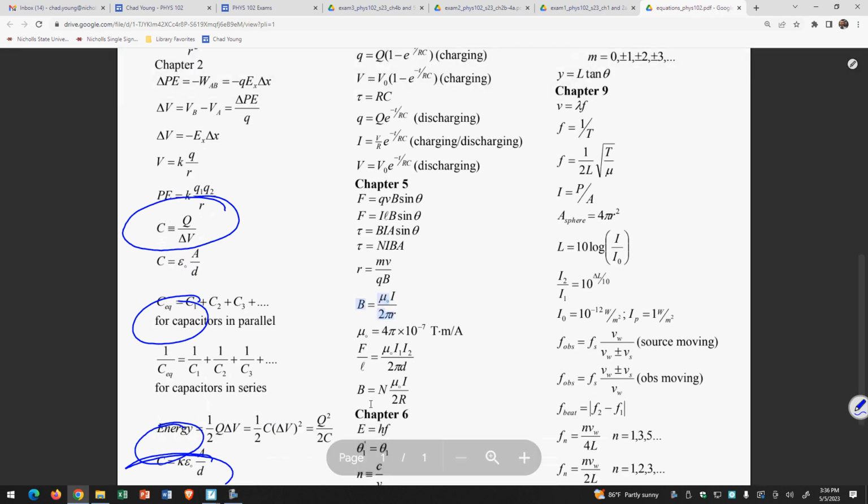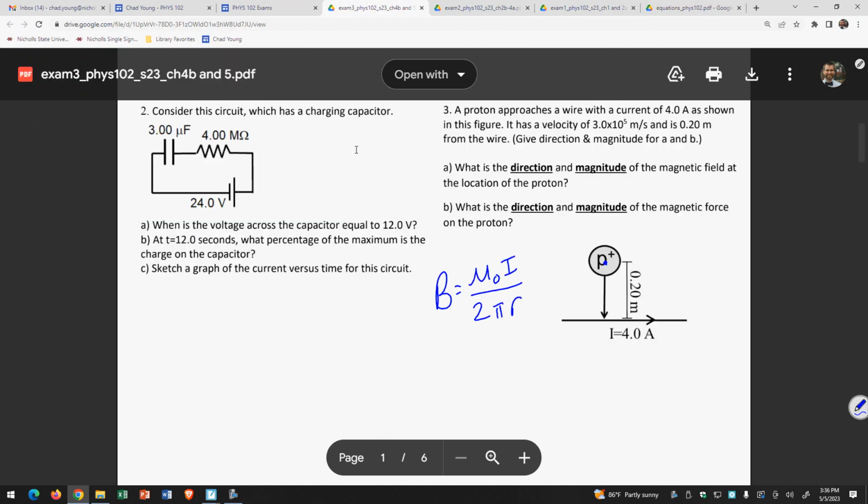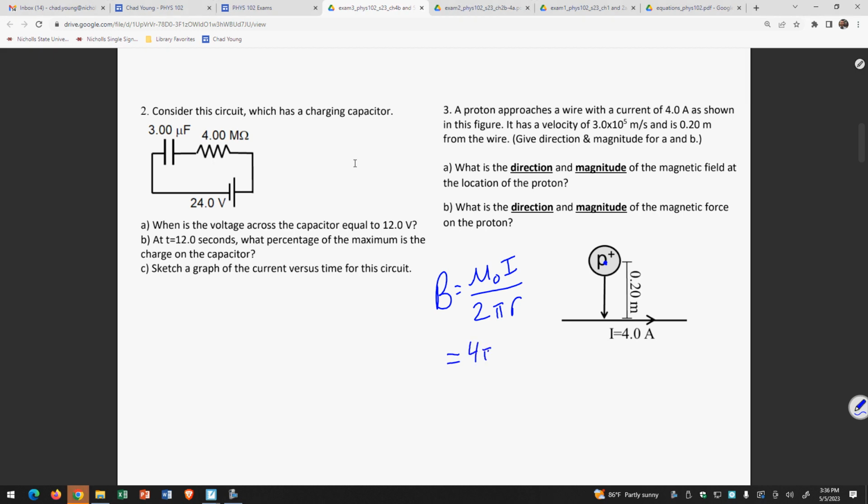Remember, there are 2 equations that look really similar. This is for a loop of wire down here. You can tell because it's the N. But the one for a long straight wire has a pi in it. So I can calculate that. Mu naught is on your equation sheet, 4 pi times 10 to the minus 7. I is 4 amps divided by 2 pi. And then R is this distance, 0.2 meters.